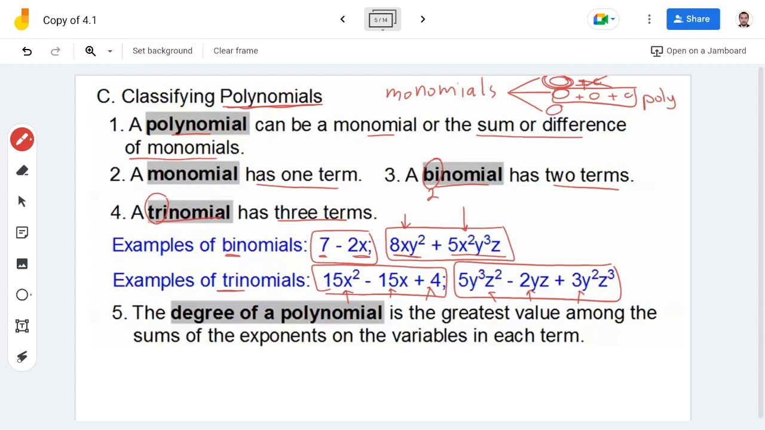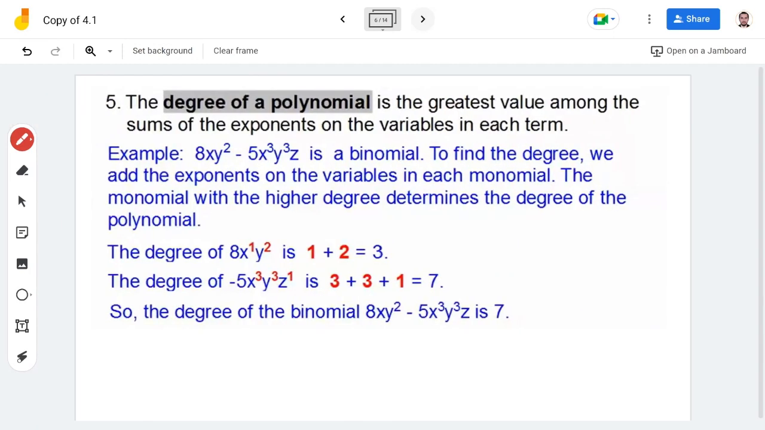Okay, here we have something we call the degree of a polynomial. The degree of the polynomial is the greatest value among the summation of exponents on the variables in each term. What do you mean, teacher, about this? Okay, look at this example. We have this polynomial. This one is a polynomial, or binomial. Whether you say binomial, trinomial, or four-nomial or whatever, all of them fall under the name of polynomial.